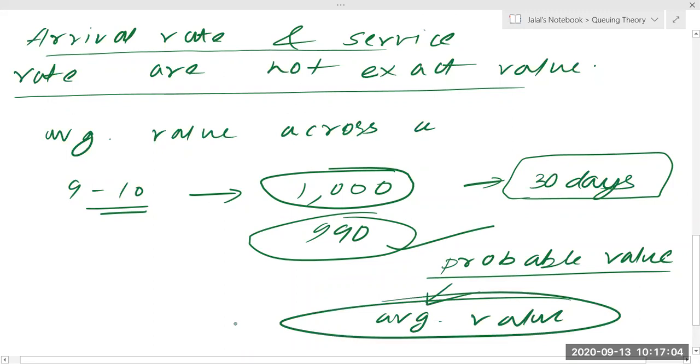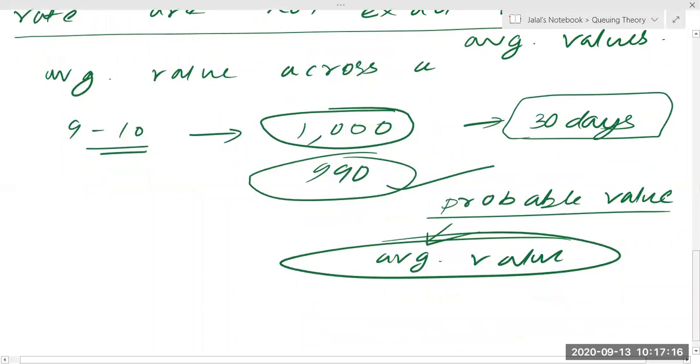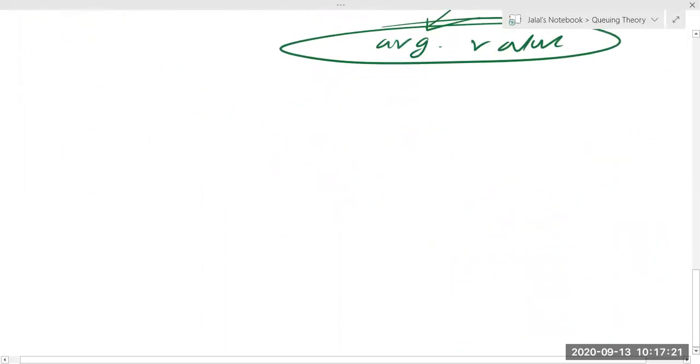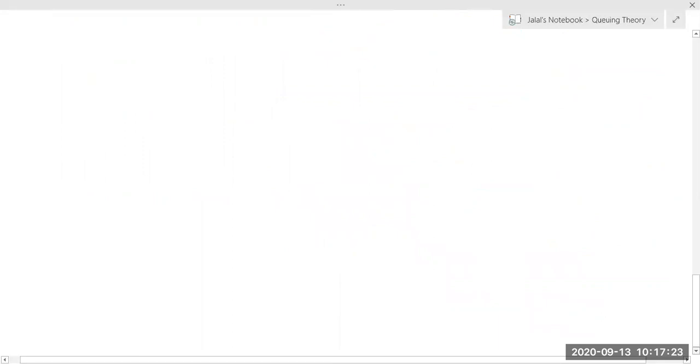So the arrival rate and the service rate are not exact values, but average values. I'm just trying to simplify things. Even if you don't know this, you can easily solve the question, but if you know, it will help you understand the concept better. So the terms we have studied till now are arrival rate and service rate.